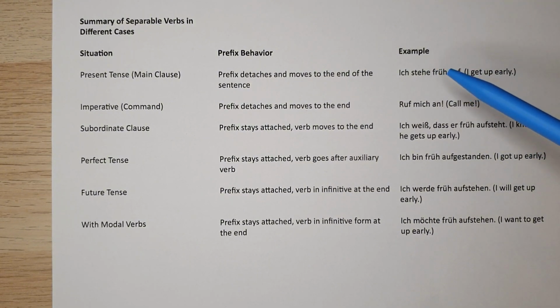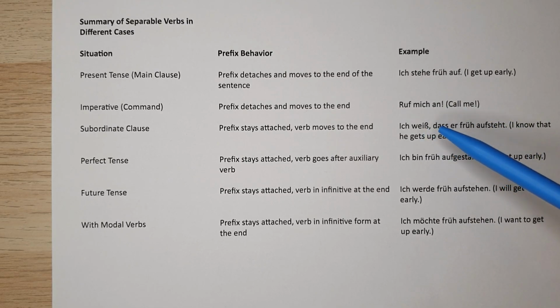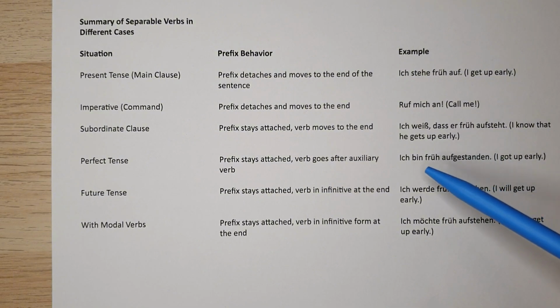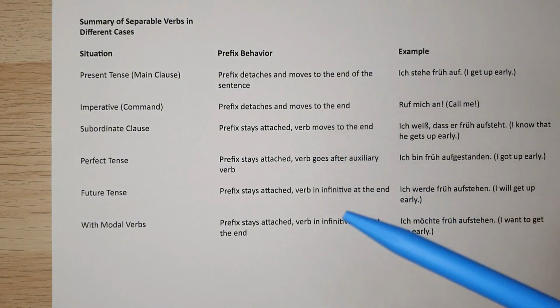So let's go through it briefly. Ich stehe früh auf. I get up early. In imperative case, ruf mich an, call me. Ich weiß, dass er früh aufsteht. I know that he gets up early. Ich bin früh aufgestanden. I got up early. Ich werde früh aufstehen. I will get up early. Ich möchte früh aufstehen. I want to get up early. Perfect. So it's very easy, very simple.